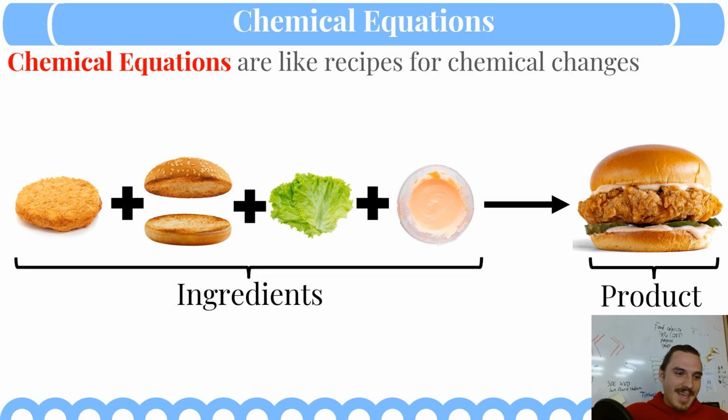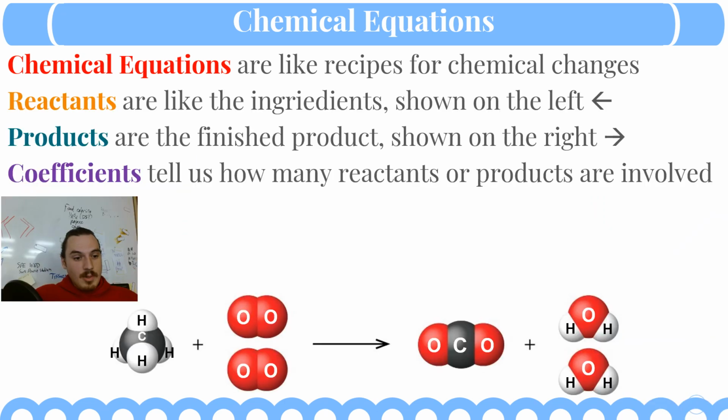And you can think of this as ingredients put together to make a product. Now, for our chemical equations, we can think of this very similarly. All right, so our chemical equation is like a recipe for a chemical change. All right, our reactants are like the ingredients, which we'll put on the left, and our products are like the finished product, the food that we made, which we show on the right side of a chemical equation.